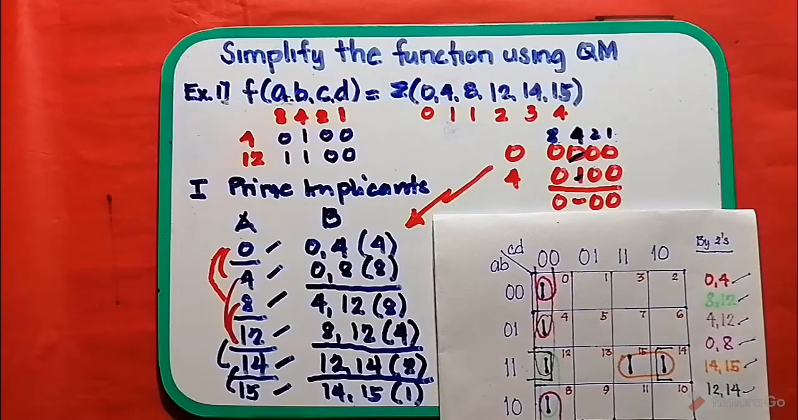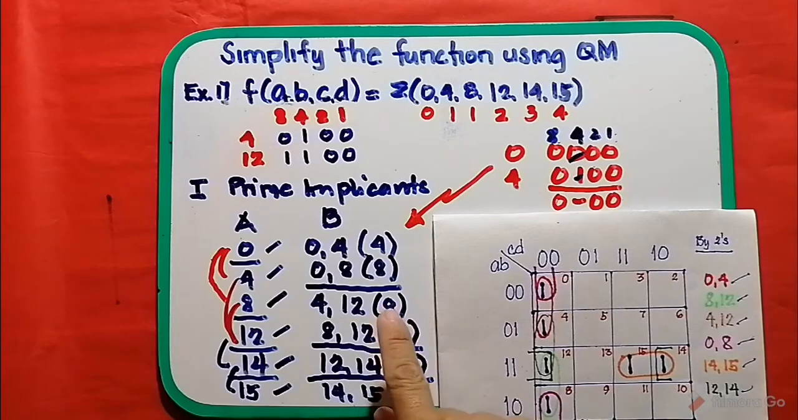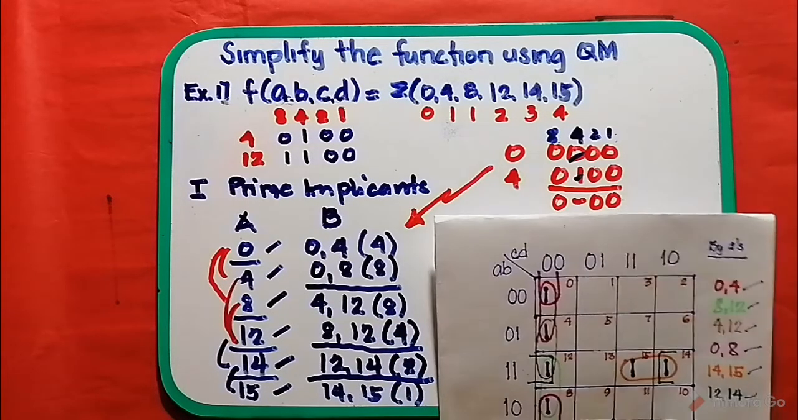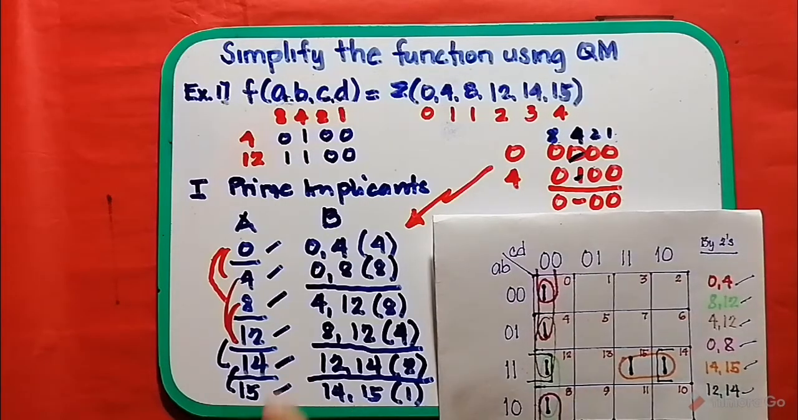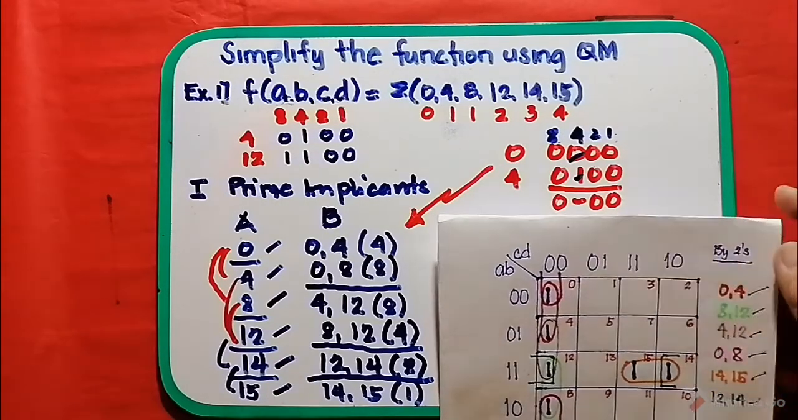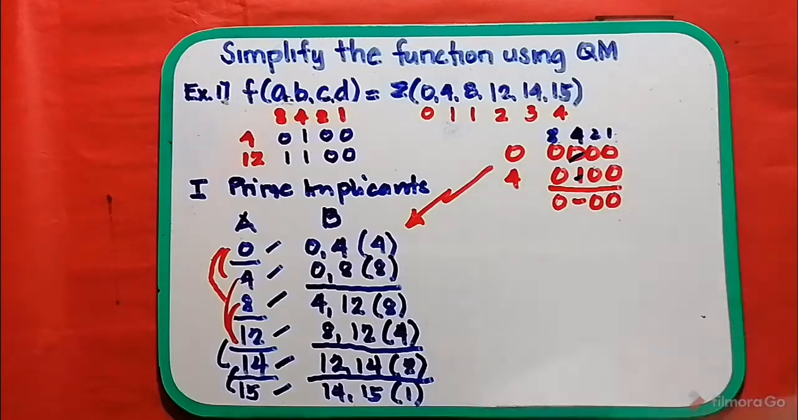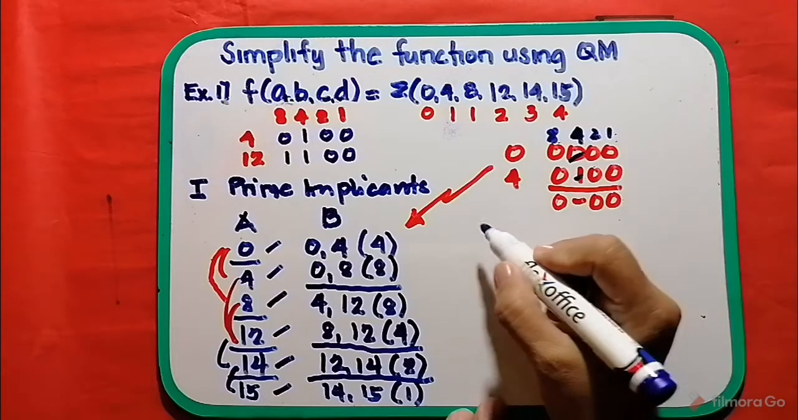So, you will notice, if we're going to relate Quine-McCluskey method or the tabular method with the K-map, we simply group the ones by 2s here. And for A, it's by 1s. Okay? So, the next, we proceed with column C.